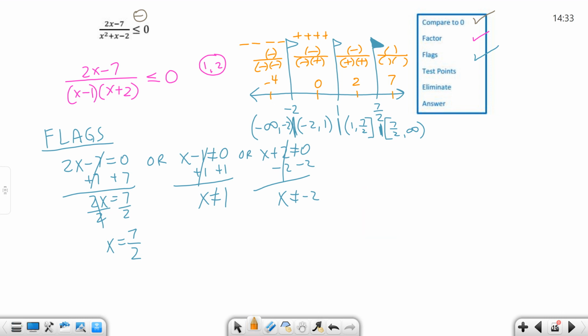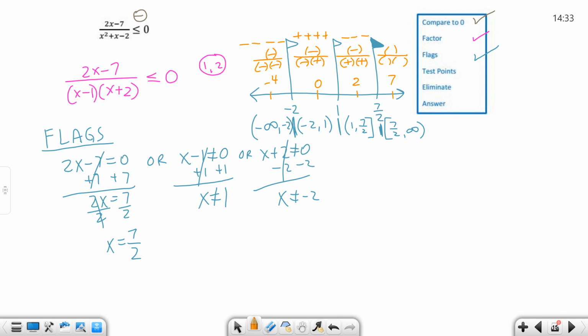Caught it. When I did this, 2 times 2 is 4. What is 4 minus 7, right? 4 minus 7 is negative. This right here should have been negative, okay? That's where I went awry. So we fixed it. Negative. So a negative over a positive is negative.